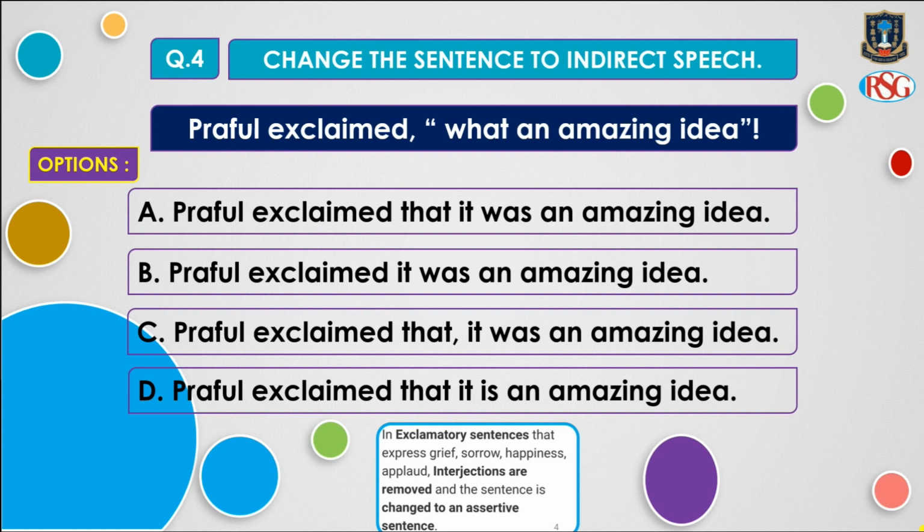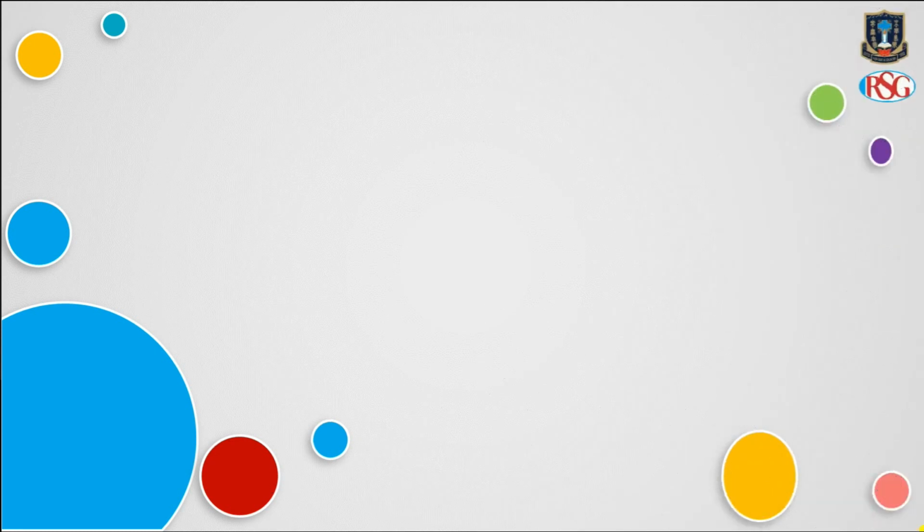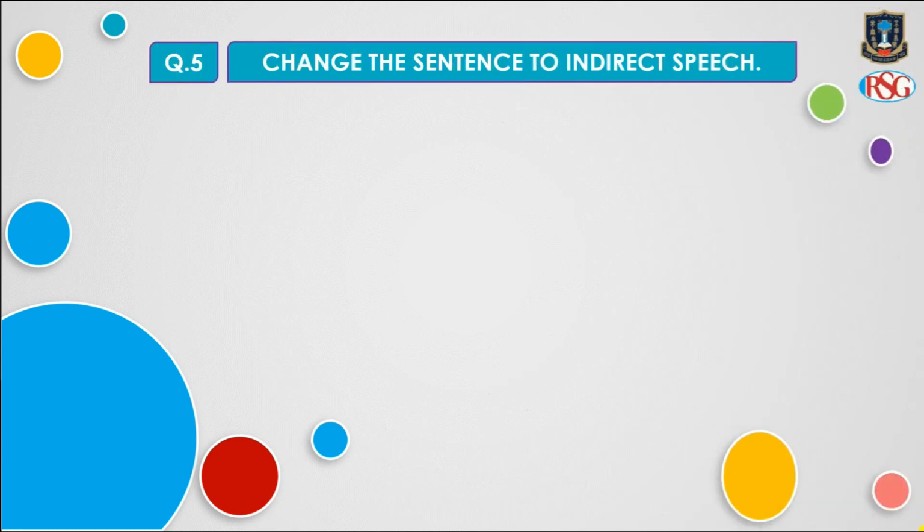Okay, so when you change this sentence into indirect speech, the correct answer would be what? Praful exclaimed that it was an amazing idea. So option 1 is your correct answer. All right? Okay. Now, let's see the last sentence of the exercise today.